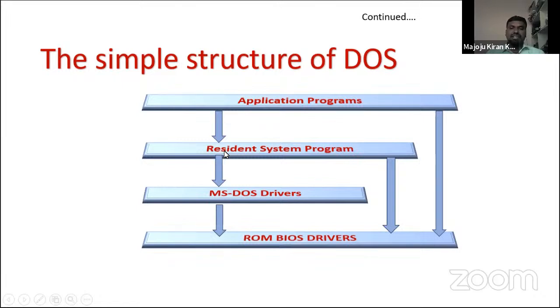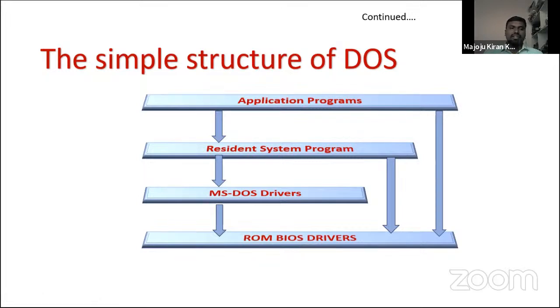These resident system programs can talk to the hardware devices through the DOS drivers. And at the lowest level, there are ROM BIOS drivers, which are directly interfaced with what? Hardware devices. That means IO devices and the hard disk storage devices. The ROM BIOS drivers are used to communicate with hardware devices like the storage devices and all the IO devices.